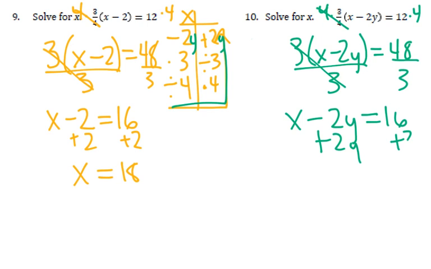Then we add the 2y. This time we can't combine them. So we get x equals 16 plus 2y.